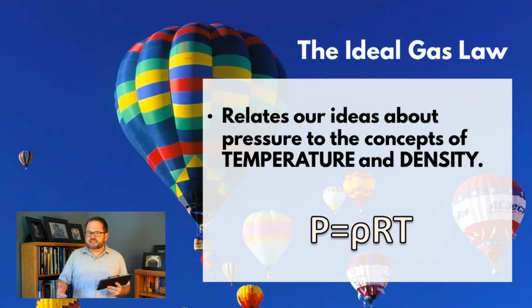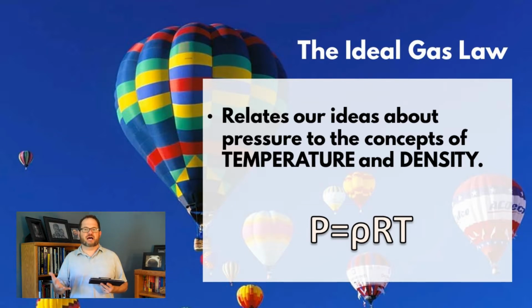And this ideal gas law is an idea that relates together our ideas of pressure to our ideas about temperature and another concept that we haven't spent too much time on yet, and that's density. We'll talk more about density in just a minute. But the ideal gas law, in the form that meteorologists tend to use, is P equals rho RT. That thing just to the right of the equal sign that kind of looks like a lowercase p, that is the Greek letter rho. And in this equation, P means pressure, and that rho symbol means density, and the T means temperature.